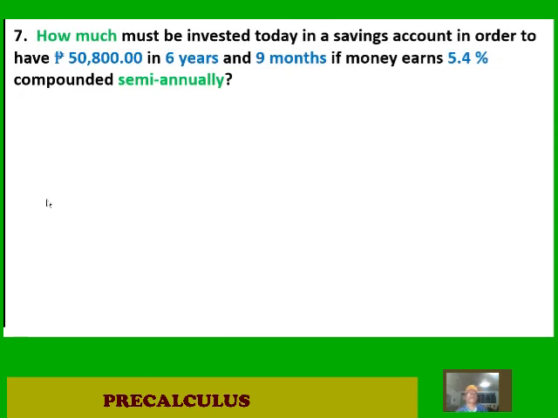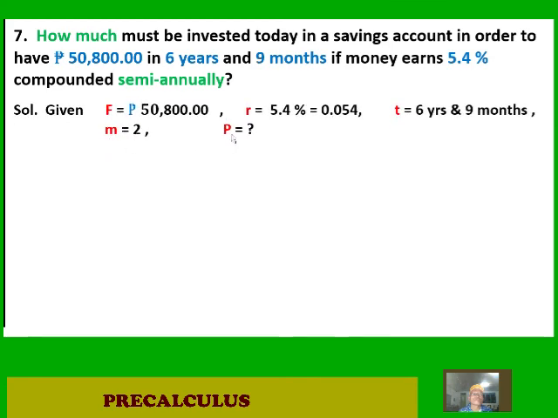Next, how much must be invested today in a savings account in order to have 50,800 after 6 years and 9 months, if money earns 5.4% compounded semi-annually? So how much must be invested today? So it is asking for present value. 50,800 is at the end of 6 years and 9 months, so that is the maturity value. Time is 6 years and 9 months.